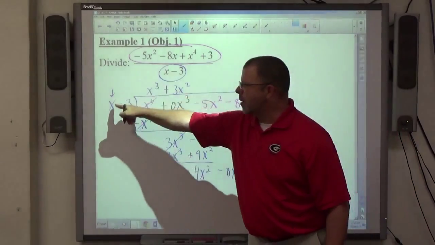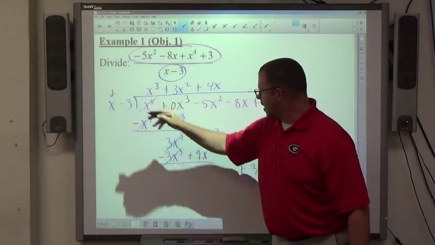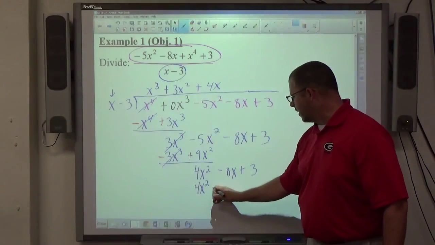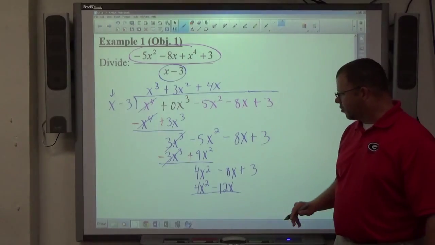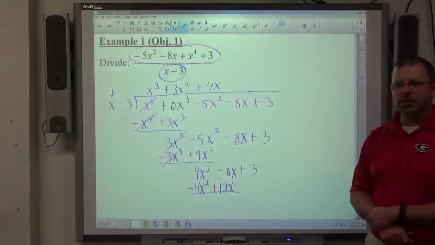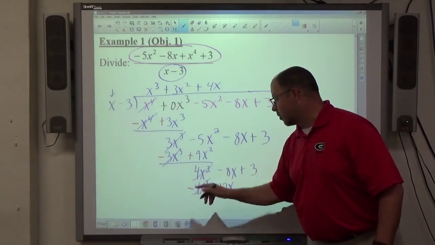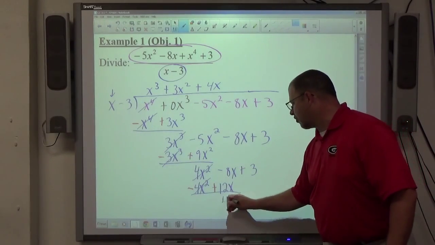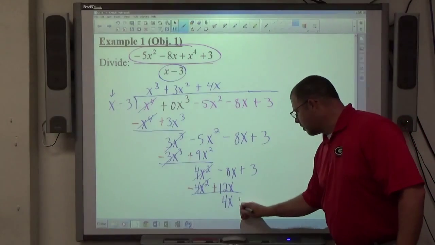Positive 4x squared divided by positive x makes positive 4x. We multiply 4x times x, we get 4x squared. We multiply 4x times negative 3, we get negative 12x. We're going to subtract, which is changing signs. So 4x squared becomes negative, 12x becomes positive. 4x squared and negative 4x squared, being opposites, cancel. Negative 8 and positive 12, opposite signs, subtract. 12 is bigger, so it's positive 4x. Bring the next number down.